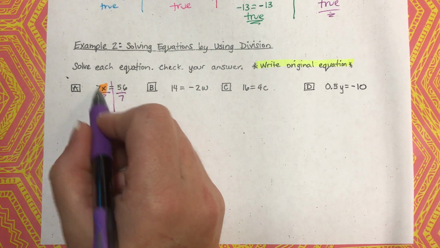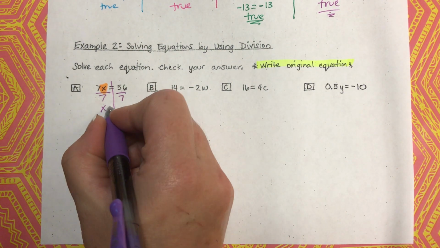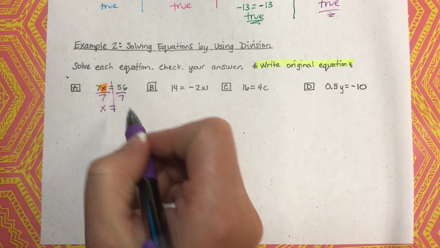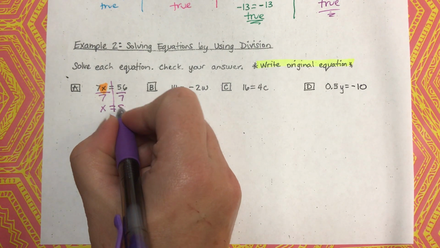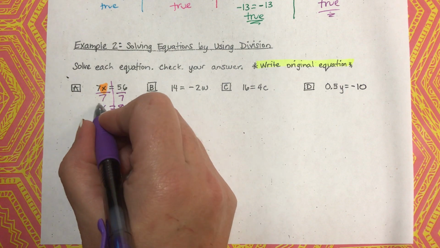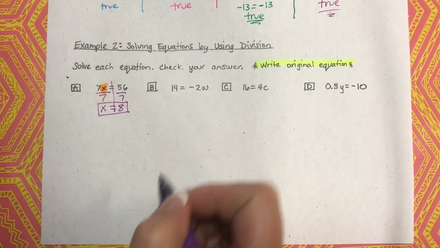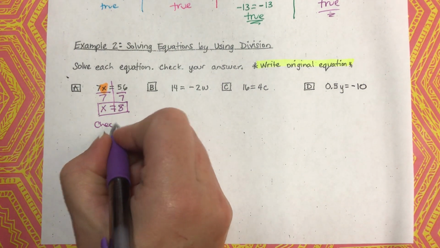7 divided by 7 is 1. 1 times x is just x. So now x is by itself. And 56 divided by 7 ends up being 8. X equals 8. All right, now let's go ahead and check our solution.